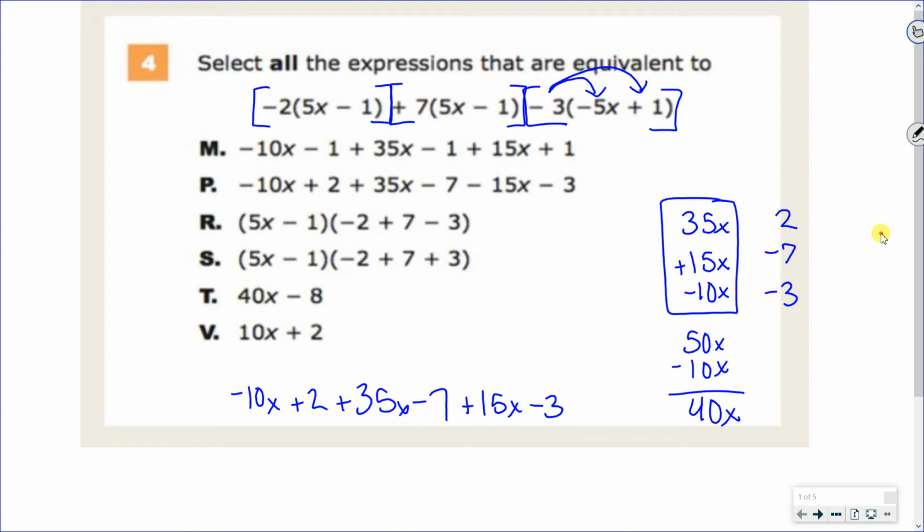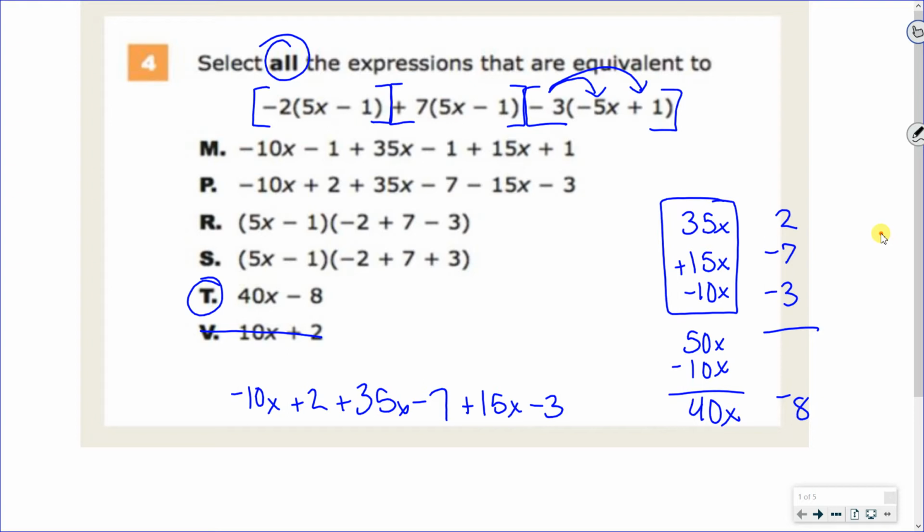Do I have anything that says 40x? I do. I've got 40x minus 8. So it looks like that V is not going to be one of those that might work. Now let's see. 2 minus 7 is a negative 5. A negative 5 minus 3 is a negative 8. So all this gives me a negative 8. So 40x minus 8 is going to be one of the answers. But it does say select all that apply, so T is only one of the answers.